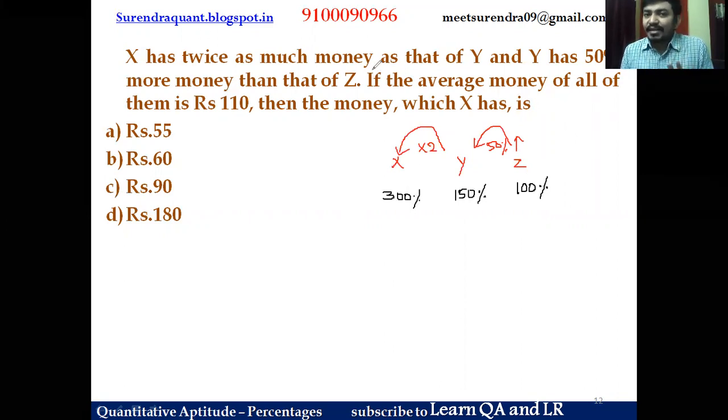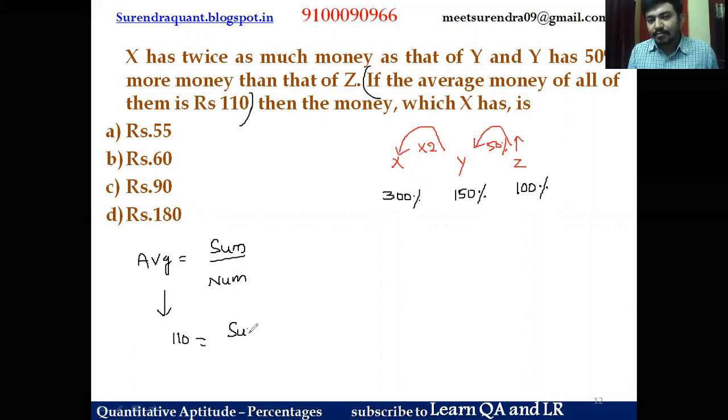And there is one data given in terms of average. The average of X, Y, Z is 110. What do you mean by average, friends? So average means sum of all values by number of values. So here the sum of all money is by number of persons. So the average is given as 110 rupees. That is sum of money divided by, and these are the monies for how many persons? 3 persons, X, Y, Z.